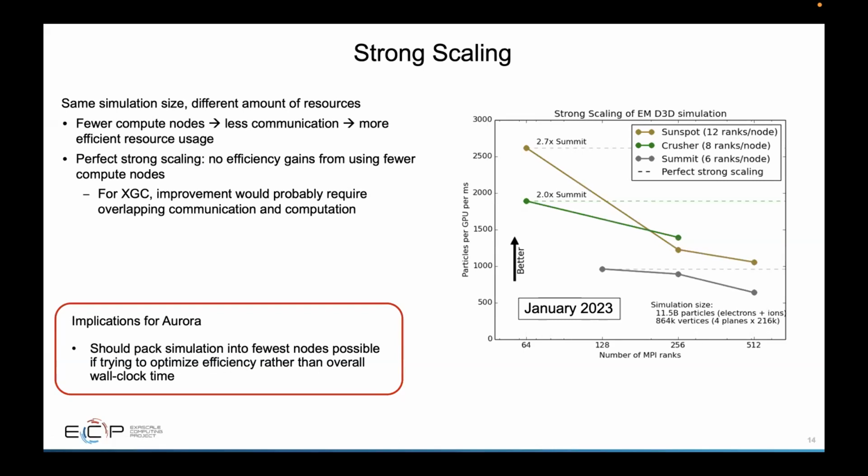So another topic is strong scaling, where we have the same simulation size, and we're running that simulation on different resources. And so what we find on XGC is that fewer compute nodes means less communication, and that results in more efficient resource usage. So this figure, x-axis is number of MPI ranks, and then this is basically performance, where the higher the better. And I've normalized it such that the horizontal lines are perfect strong scaling. And so you can see that we definitely don't have perfect strong scaling.